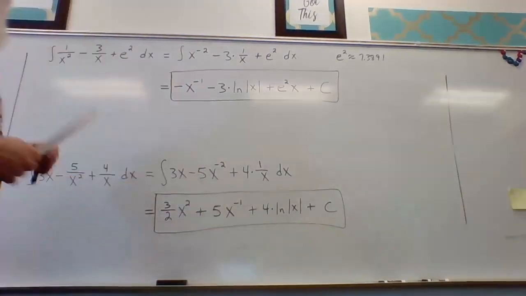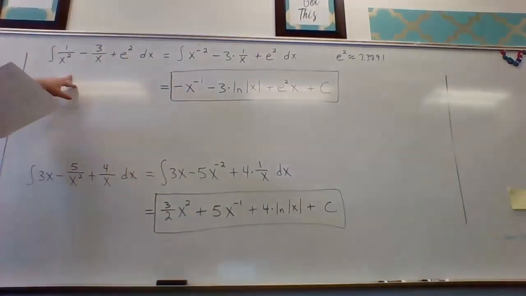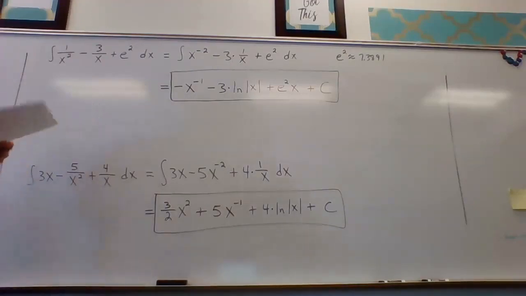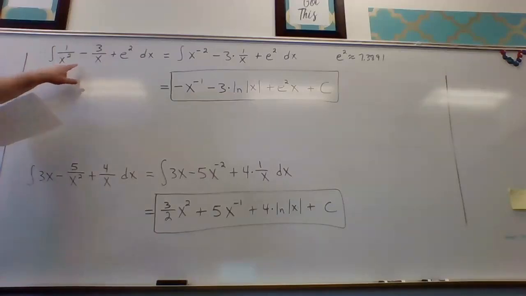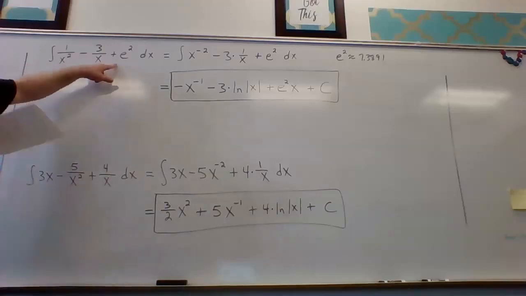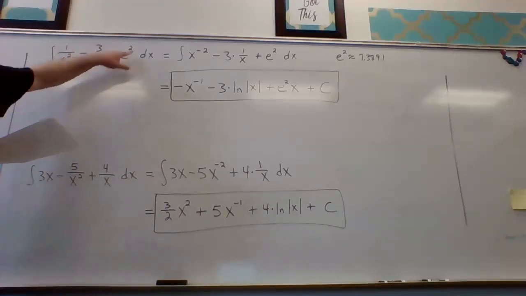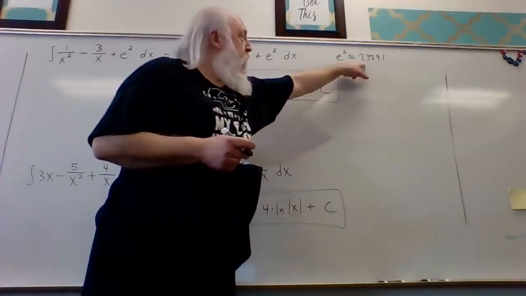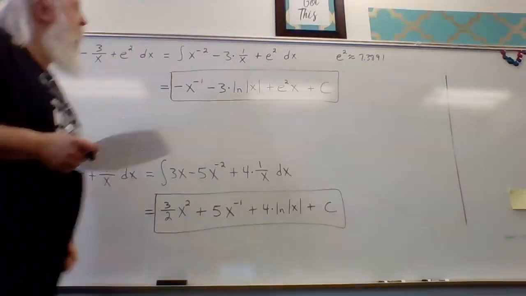All right, class, so we're continuing with example 3 at the top of page 74, dealing with rule number 6, the indefinite integral of the function 1 over x. So in example 3, top of page 74, we have the antiderivative of 1 over x squared minus 3 over x plus e squared. E squared here is actually a constant. There's no x in here. So using your calculator, you can see that e squared is approximately equal to 7.3891.